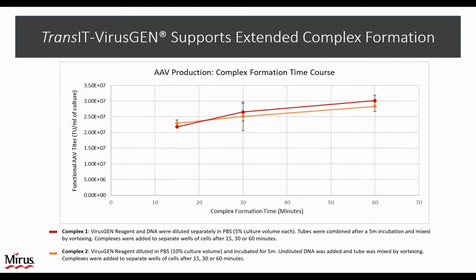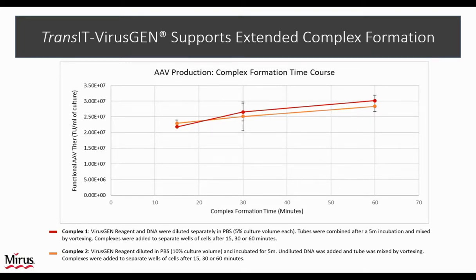For complex 1, which is the red bar, TransIT-VirusGEN reagent and the AAV plasmids were diluted separately in PBS, each at 5% of the total culture volume. Following a 5-minute incubation, the two tubes were combined and mixed thoroughly, which starts the complex formation process. Aliquots of the complex were added to cells at either 15, 30, or 60 minutes post-initiation of complex formation.